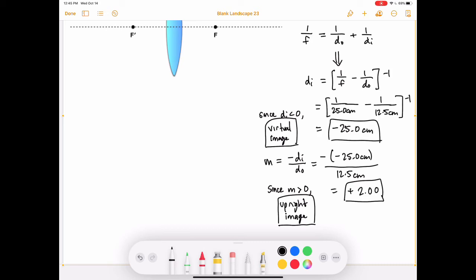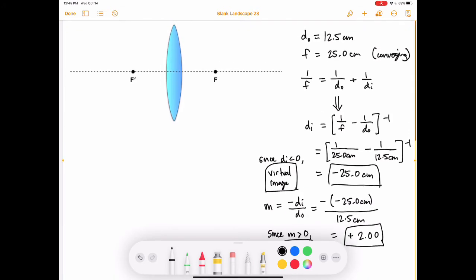So again, the next thing we want to do is verify that this all makes sense by drawing a ray diagram. So this time, DO is less than F. This is different from the previous example because the object is now inside of the focal length. So when we draw the object, we should show it in the focal length like this, closer to the lens than F. Okay, so this will be our object.